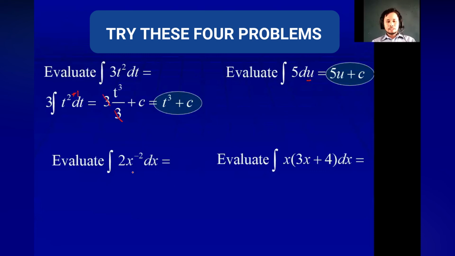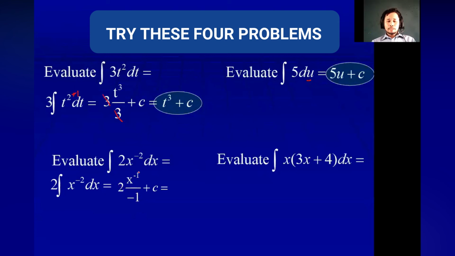How about here in the third example? All we need to do is to apply also the constant multiple rule. We pull out 2, and then integrate x raised to negative 2 dx. So that is equal to 2, and then negative 2 plus 1 is negative 1, so you put negative 1 as the denominator. And then if we divide 2 by negative 1, that is negative 2.